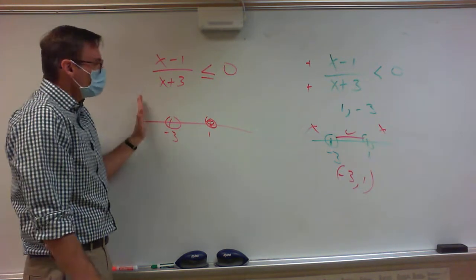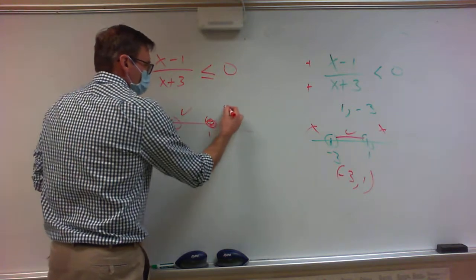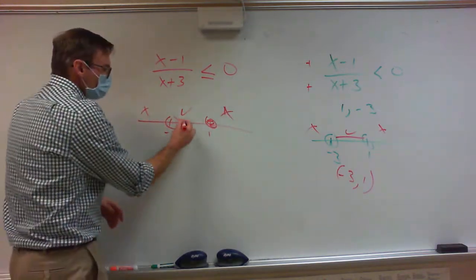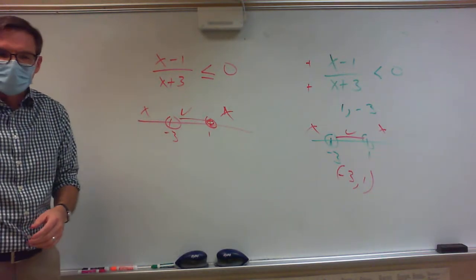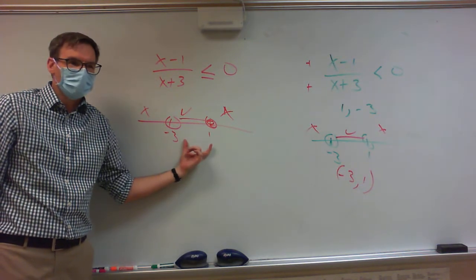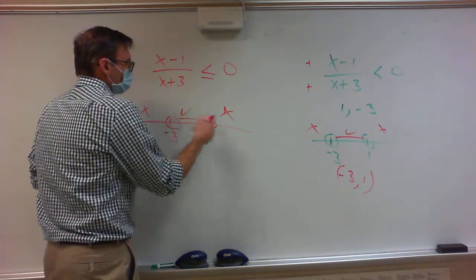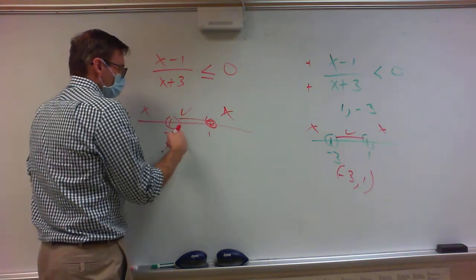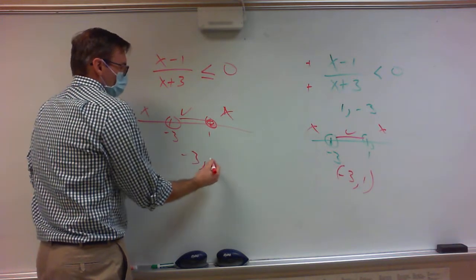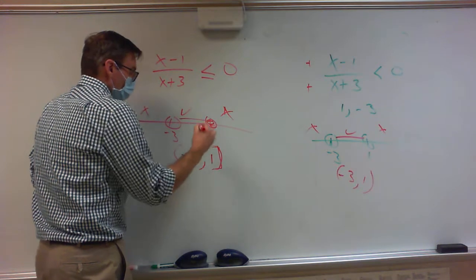Now when you check, you still have your 3 intervals, and we're still going to get the same picture. We're still going to shade from here to here. But we've got to be careful. All right? So it's going to go from -3 to 1. It includes the 1, but it doesn't include the -3.